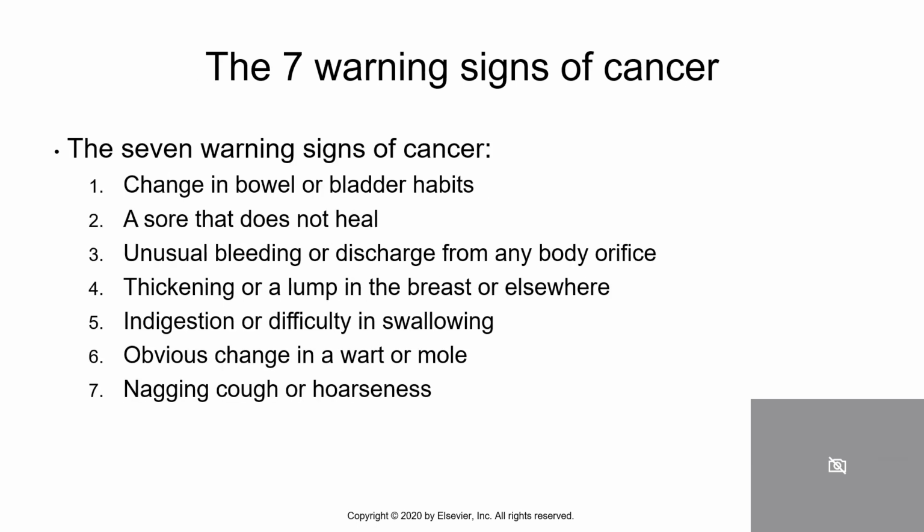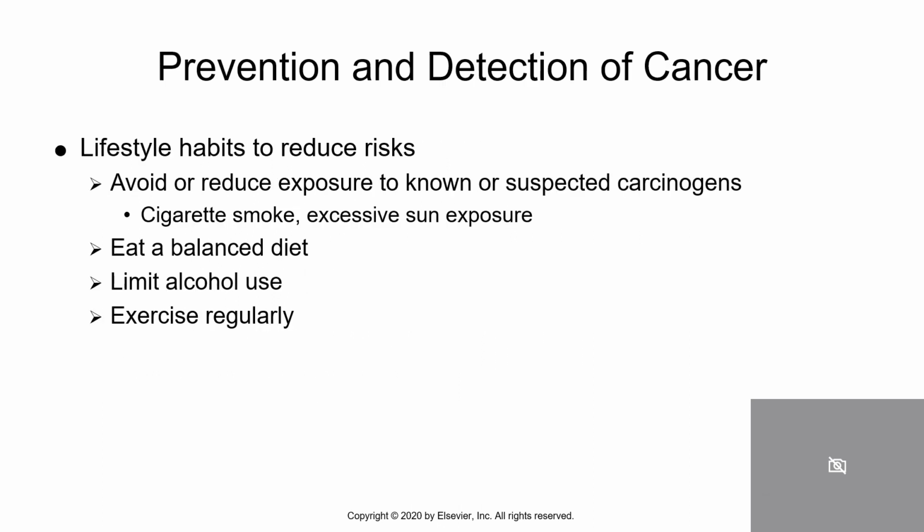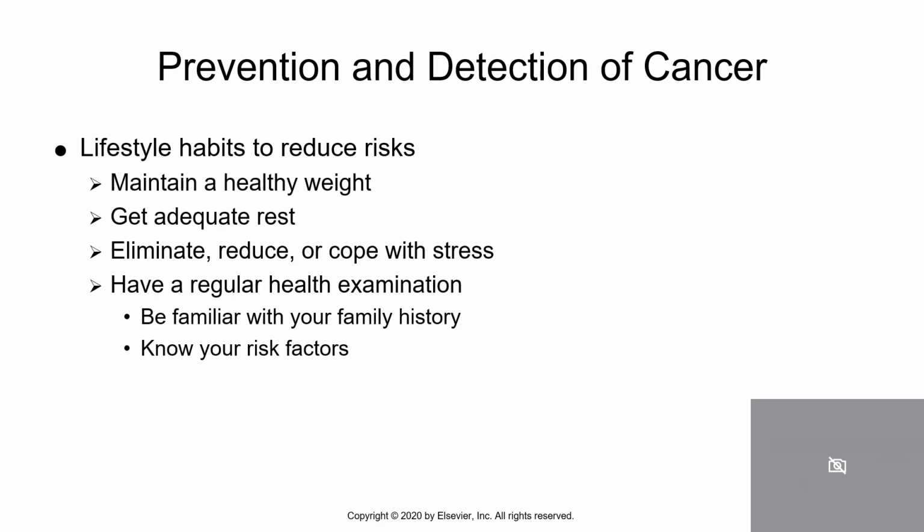And those 7 warning signs are if a patient notices a change in bowel or bladder habits, if they have a sore that doesn't heal, if they have unusual bleeding or discharge from any body orifice, thickening or a lump in the breast or elsewhere, indigestion or difficulty in swallowing, or obvious change in a wart or mole, or a nagging cough or hoarseness. Those are considered the 7 warning signs of cancer. These are just going through your various lifestyle habits to reduce the risks of cancer.